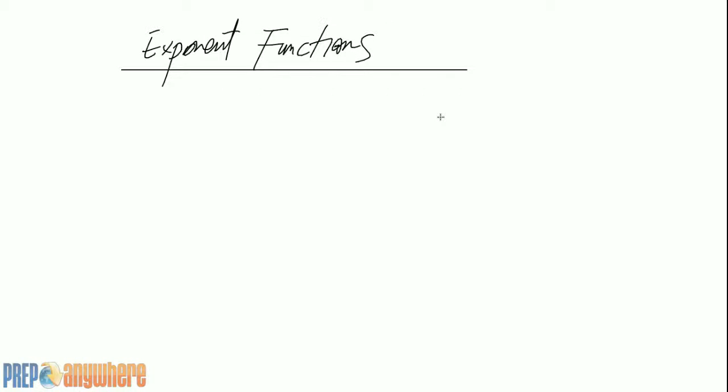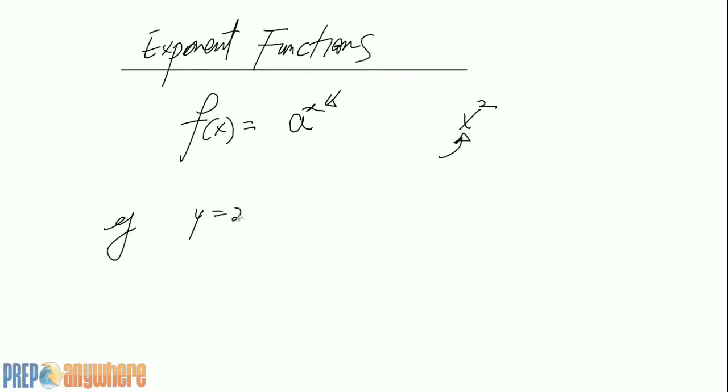Okay, exponent functions have variables on the exponent. So they look like this: f(x) equals, right? You take a number and you raise that number to the variable. That's an exponent function. So that's different from, for example, x squared. That has a base as a variable. This has a variable on the exponent. So example, y equals 2 to the power of x, 3 to the power of x.